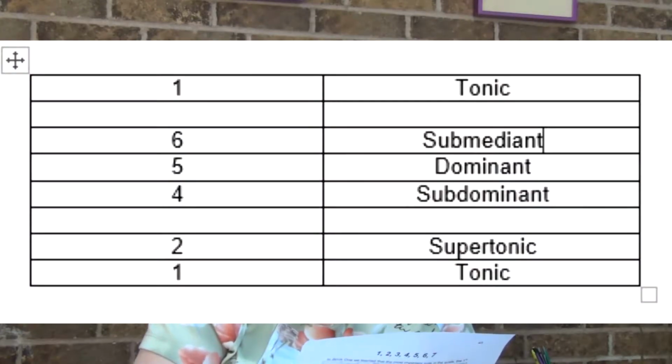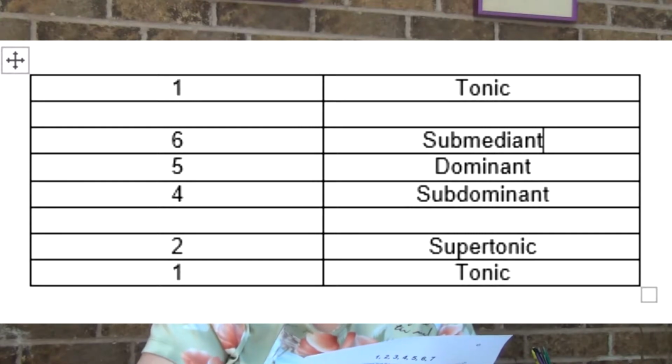We also learned about the submediant in this book, which is the sixth note. The submediant is the third degree down from the tonic. The submediant is another important player in chord progressions like this, 6-2-5-1.